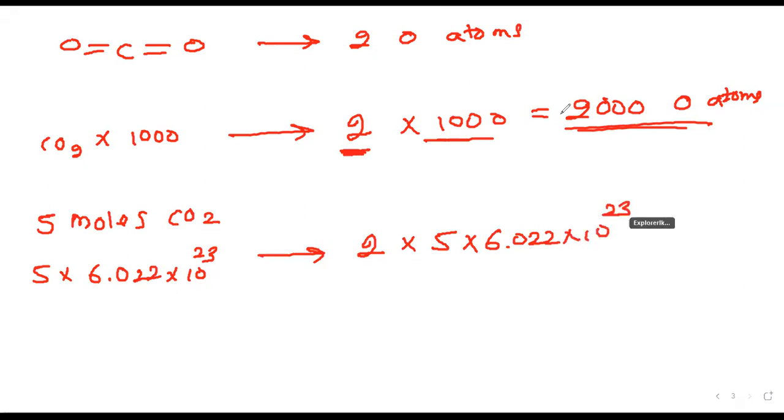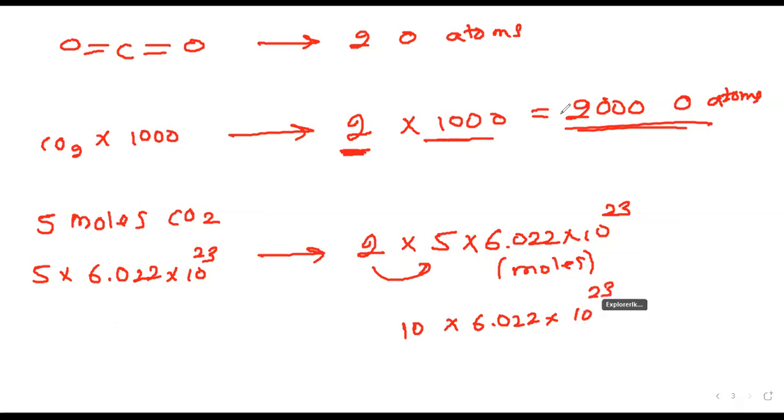Okay, this is the value stand for moles. This is 5, right? So altogether, how many oxygen atoms? 2 into 5 is 10. 10 moles. 10 into 6.022 into 10 to the power 23 of oxygen atoms. That means 10 moles of oxygen atoms.